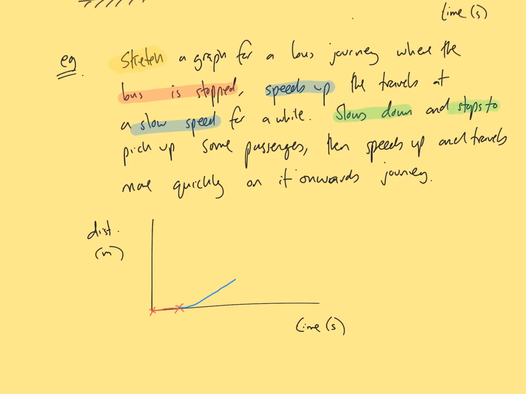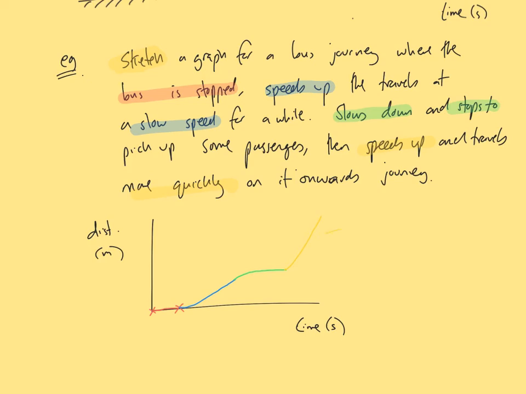So we're going to have a curve not upwards but downwards to show it slowing down, and then a flat line bit to show it stopped again. That's it picking up some passengers. It then says that the bus speeds up again and travels more quickly on its onwards journey. So we're going to have the bus accelerating up again, sloping upwards or curving upwards to show it's speeding up, and then more quickly than before, so a steeper line than before.